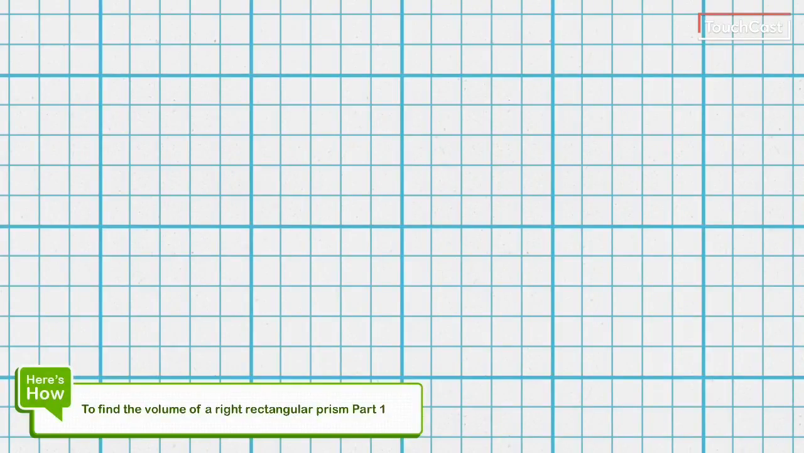Hello, this is Ms. McCauley, and this is part one of how to find the volume of a right rectangular prism. When you've completed this, please answer the questions and complete the note check.